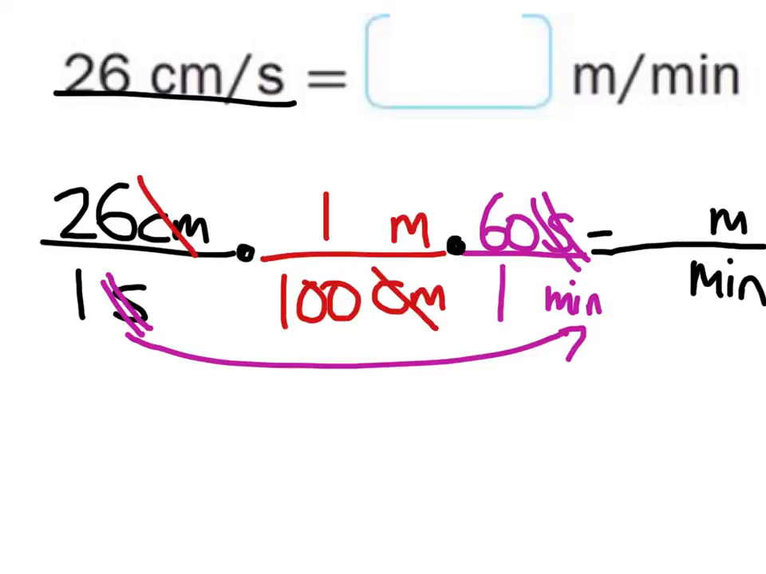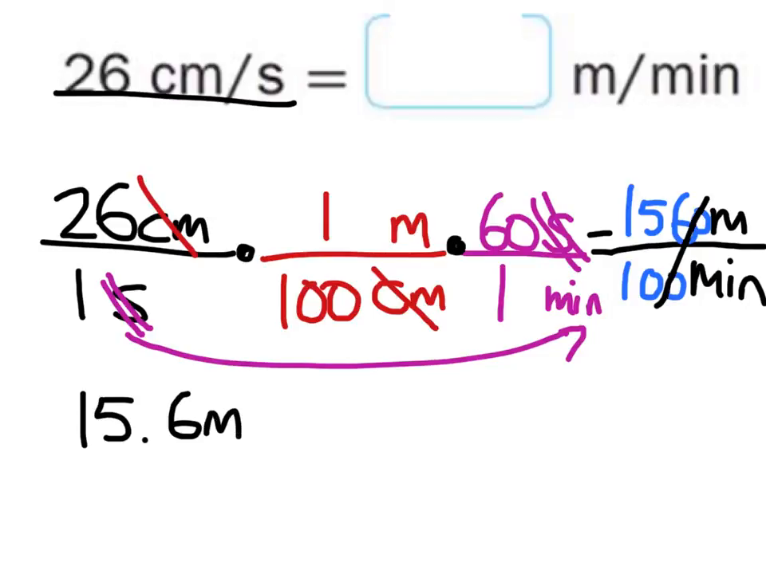So what is 26 times 60 times 1? It's 1,560. Thank you. And what's 1 times 100 times 1? 100. Now, some of you that know how to use decimals can know what the answer is very quickly. Others of you may cancel out that first 0. Whatever's good. But this would be 15.6 meters per minute.